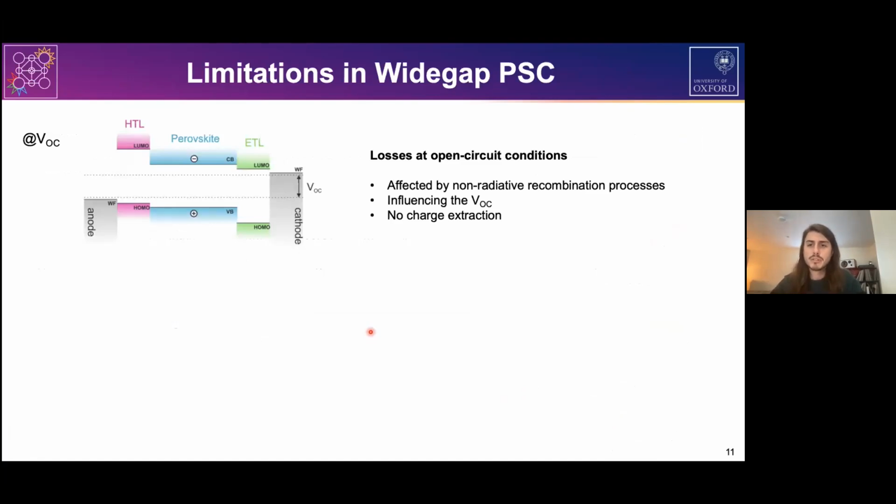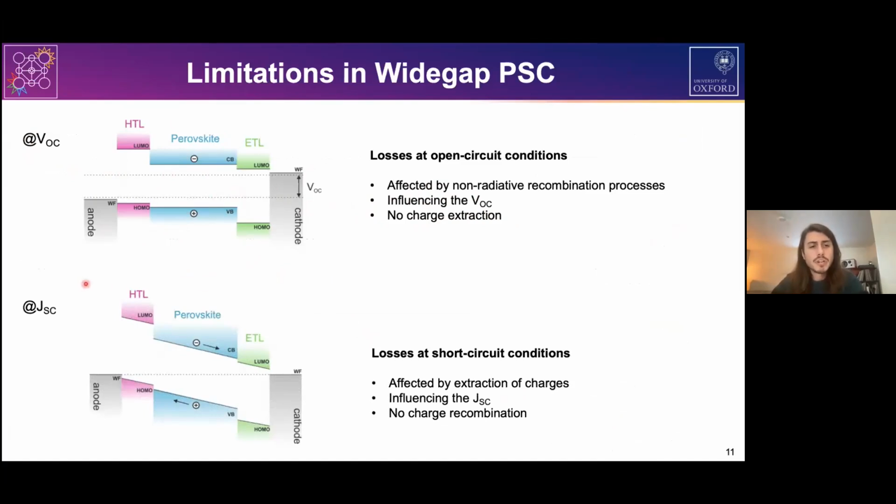I want to focus during the talk on the losses that happen in this system at two operational conditions. The first one is the losses that happen at VOC conditions, where we have no extraction of charges, and all the recombination processes that are happening here will directly influence the VOC of your device. And the second operational condition that we're going to focus on is the JSC condition. In this case, on the contrary, we have full extraction of charges, or ideally we should have full extraction of charges and no recombination processes happening. And in such a case, any loss that we observe at this condition would influence the JSC of our device.